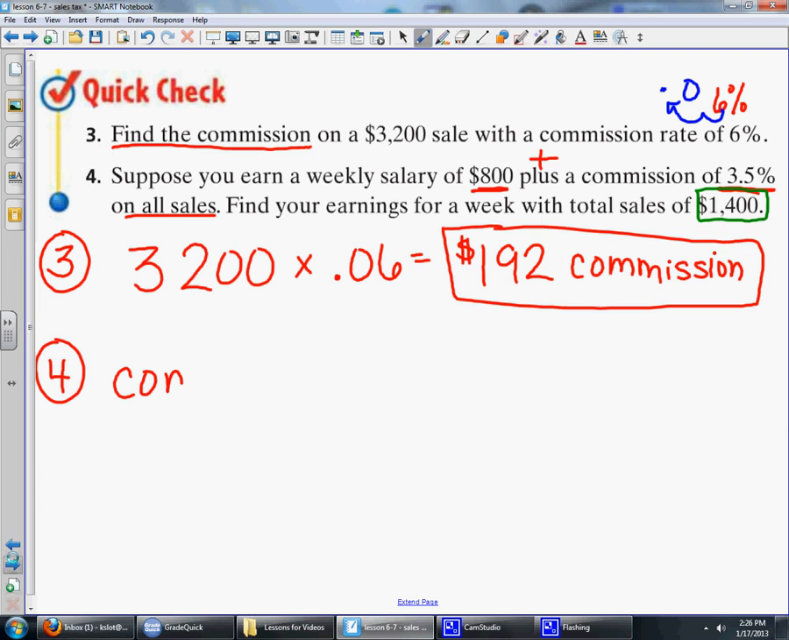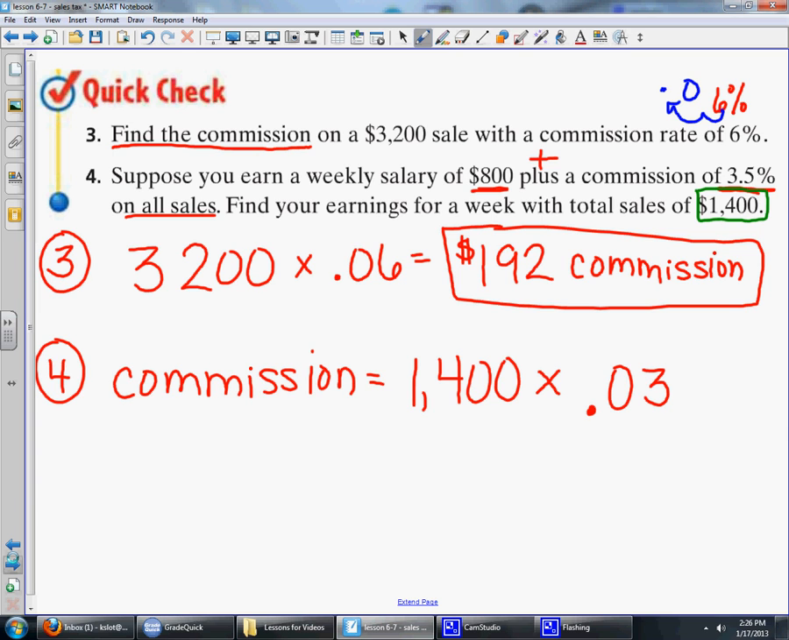So your commission is equal to the amount of your sales, which is in the green box, $1,400, multiplied by your commission rate, which is 3.5%, but as a decimal, when we move the decimal point 2 places to the left, it's 0.035. So we take 1,400 times 0.035, and we get $49.